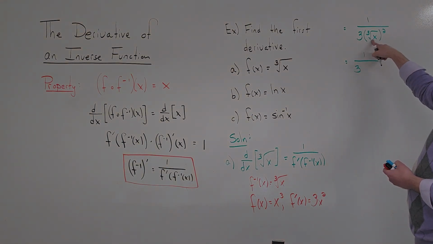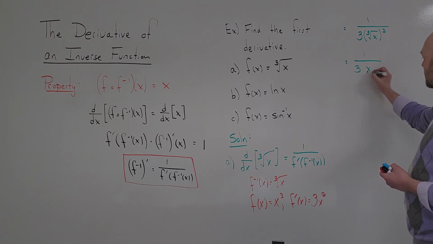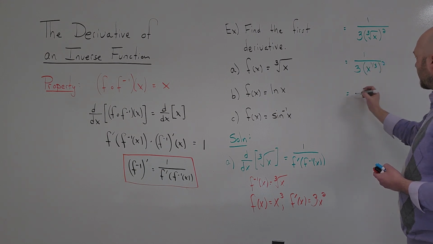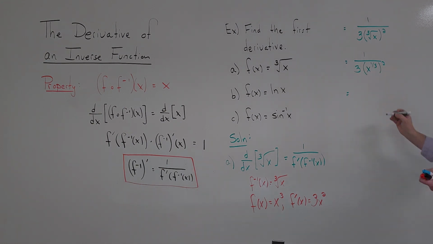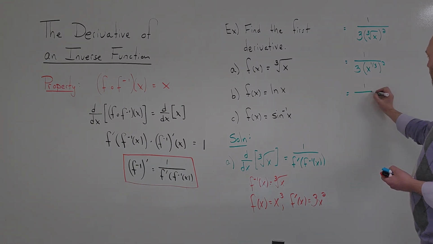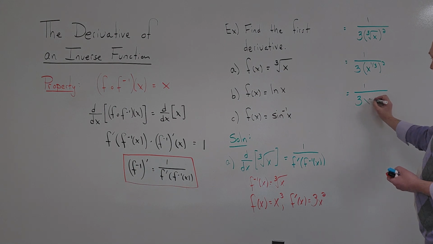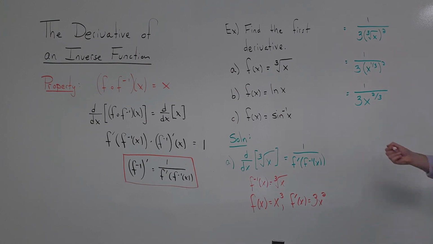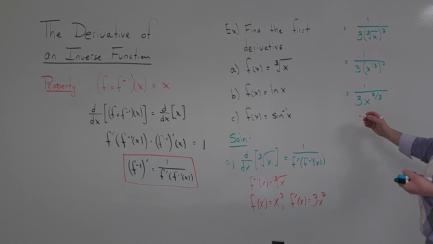The cube root is the 1/3 power, so that is x to the 1/3 squared. Power to a power, we multiply. That would give me 1 over 3x to the 2/3. And certainly we can check by using the power rule. So this, again, this is the answer. This is the derivative of the cube root.